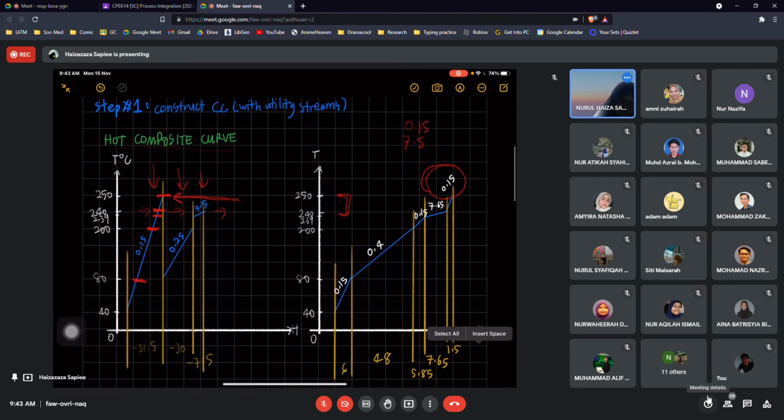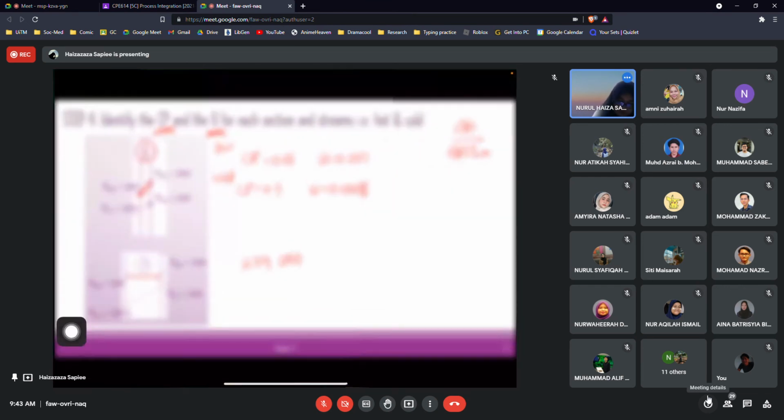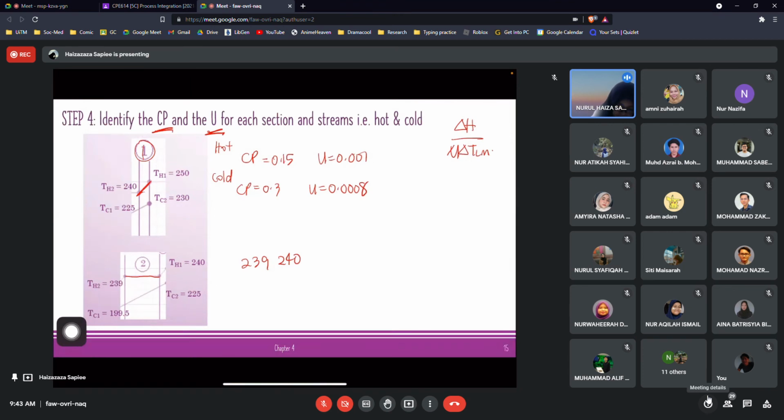So kalau kat sini kita dapat, for this one, kita ada hot CP1, which is 0.15, and then kita ada CP2, which is 0.075. So 7.5. Okay, and kita ada U value kita lah. Coal ni pun sama juga. So coal is from the coal composite curve yang kita plot. And then kita dapatlah value dia.